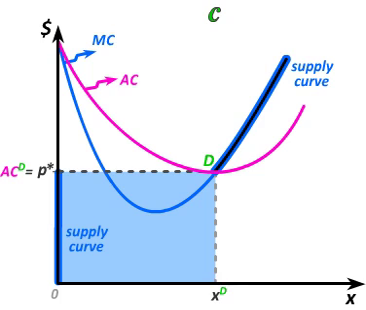This gives us the shaded area as both the total revenue and the total cost, making P star our break-even price.